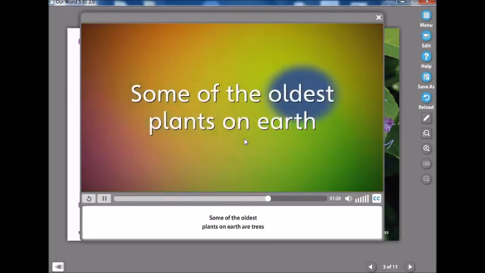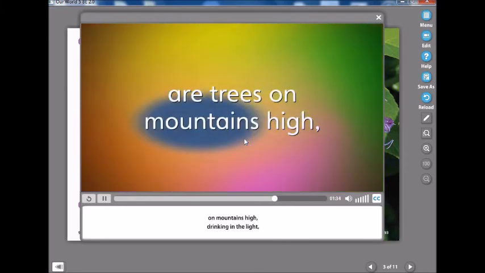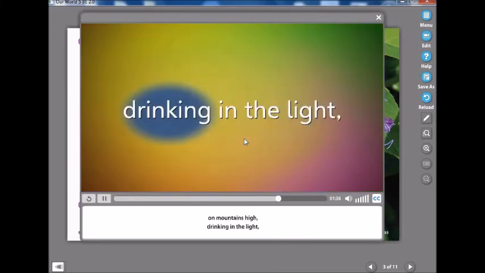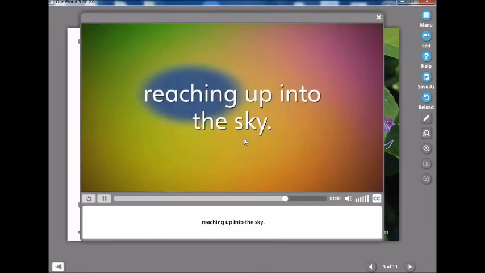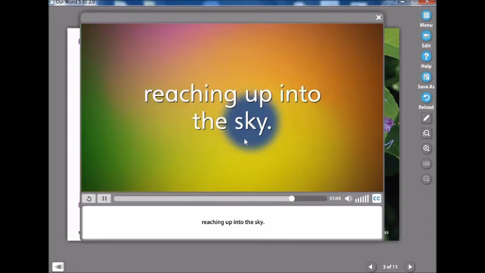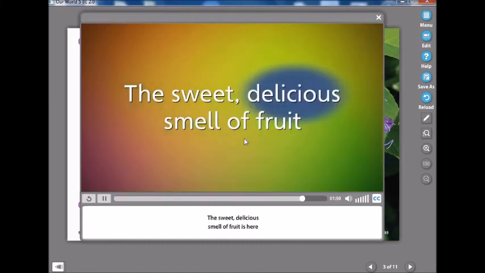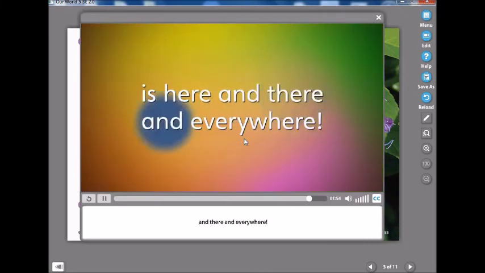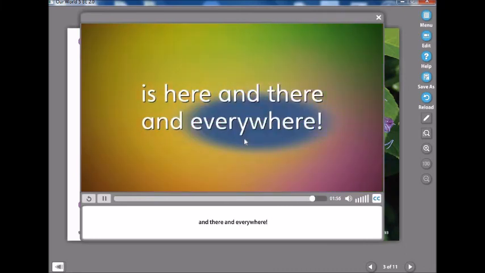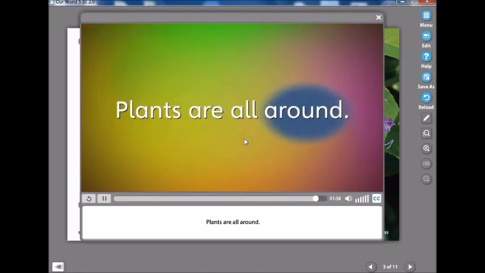Some of the oldest plants on earth, high, drinking in the light, reaching up into the sky. Leaf and stem and flower and root, the sweet, delicious smell of fruit is here and there and everywhere. Plants are all around.